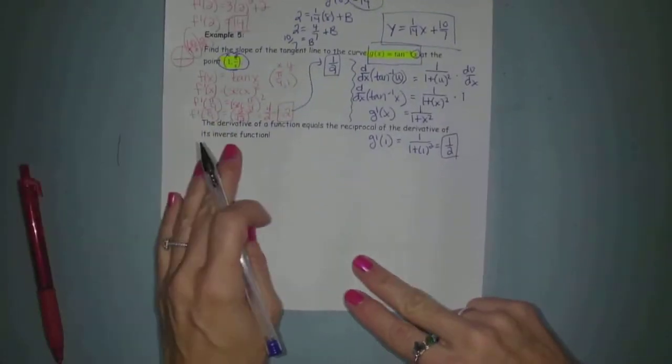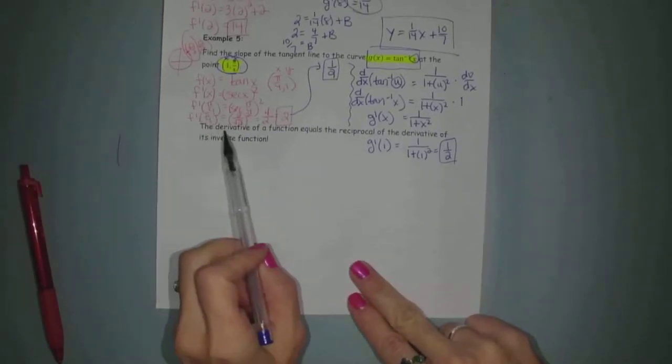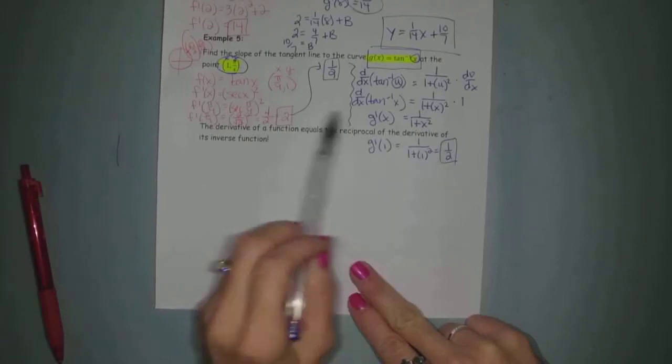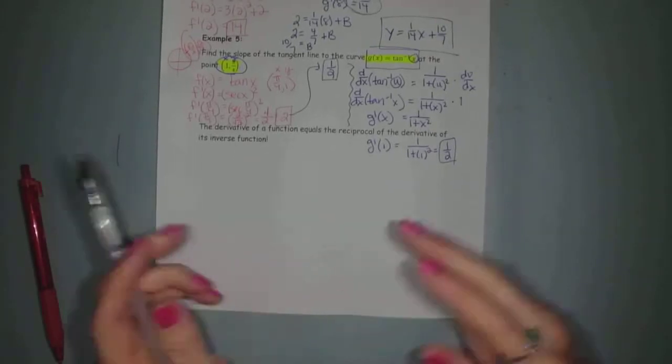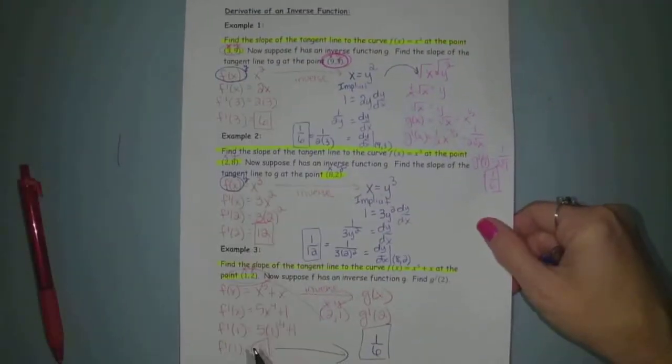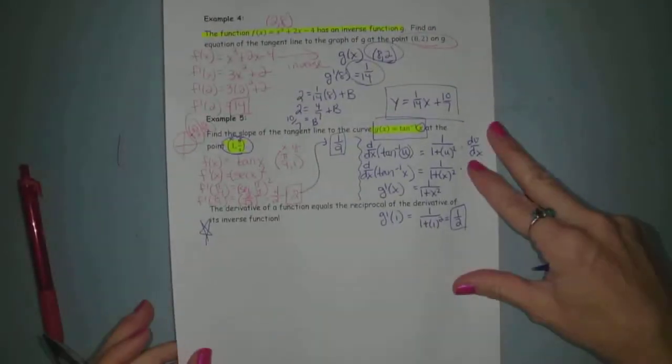Okay, and the final thought here, it just says that the derivative of a function equals the reciprocal of the derivative of its inverse function. Simple. This is a true statement. We've proven that time and time again by example here, and so hopefully this makes sense.